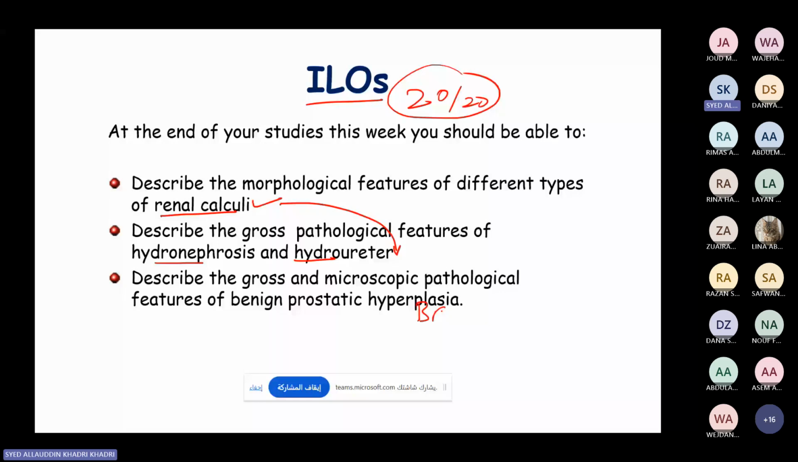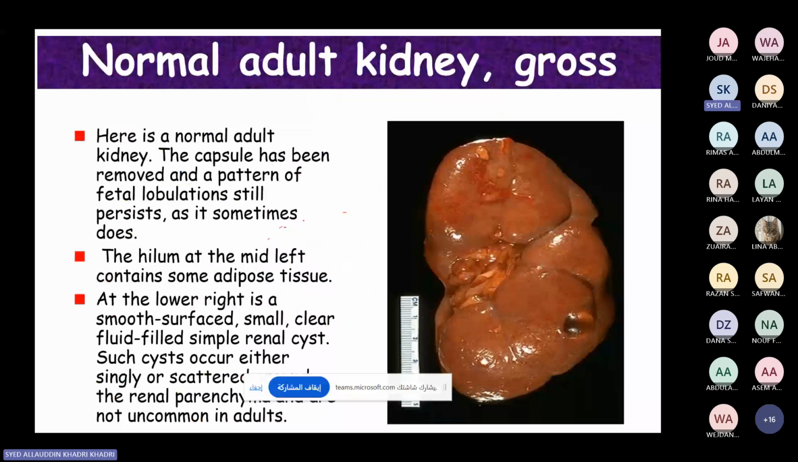Going forward, here you can see the normal adult kidney. They might ask you in the examination what it looks like. Here is a normal adult kidney. The capsule has been removed, and you can see the pattern of fetal lobulations, which still persist as they sometimes do. And this is the hilum area.